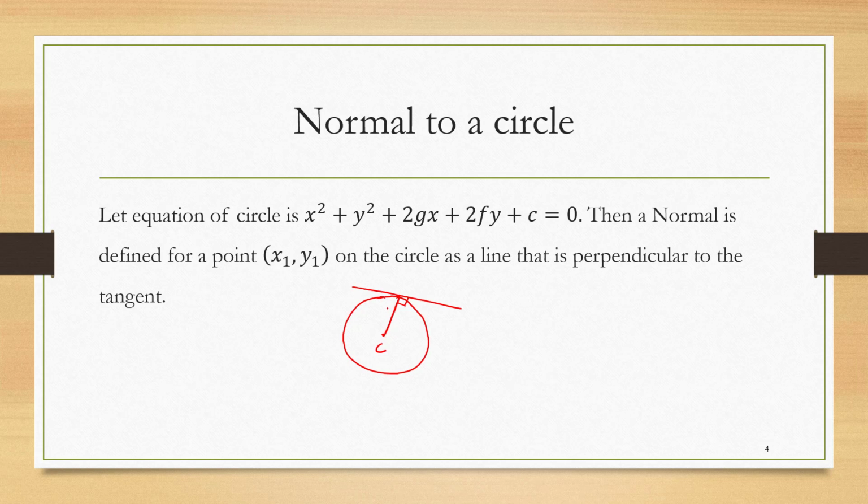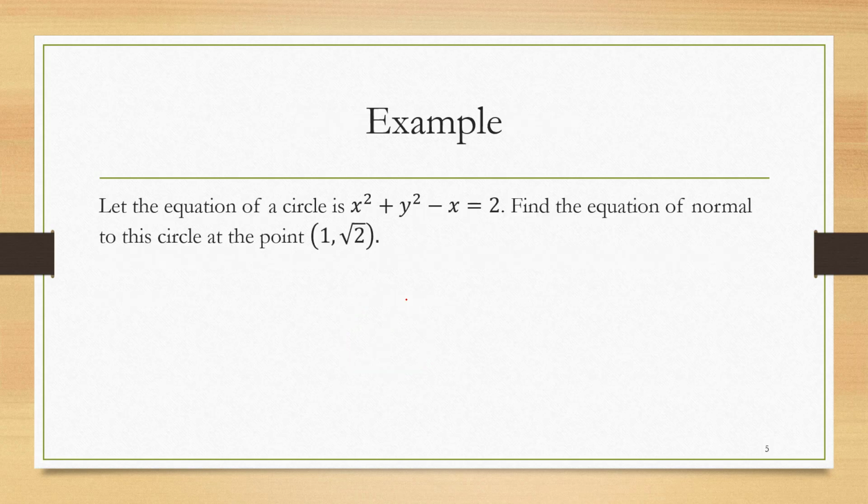Let's see how to find the equation of normal. We can use two different ways. First way is to find the equation of tangent and then use the property that it is perpendicular to tangent. And second way is to use the 2-point form of equation of line. Let's see the example. I will do the example with both ways. So let the equation of circle be x square plus y square minus x equal to 2. Find the equation of normal to this circle at the point (1, square root 2).